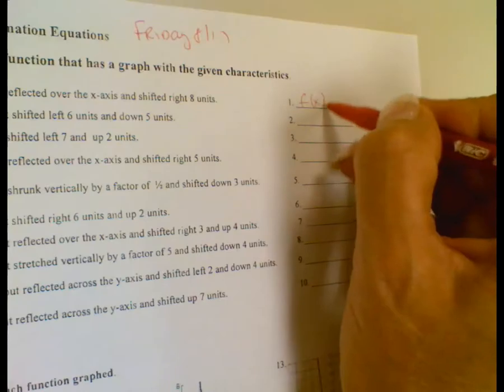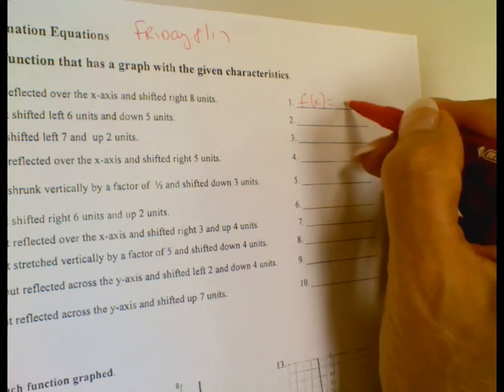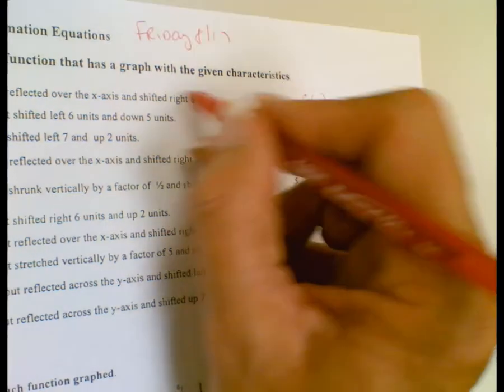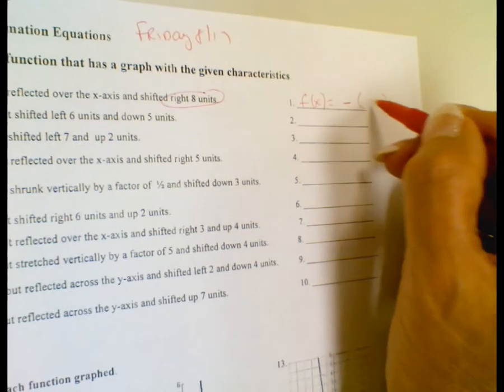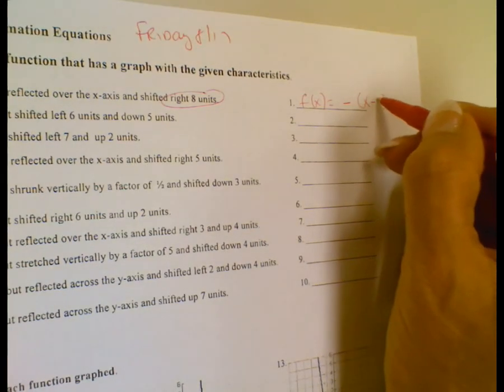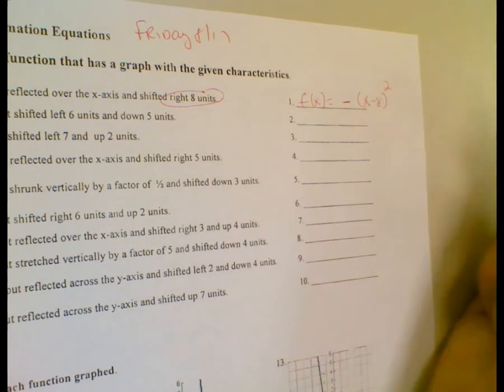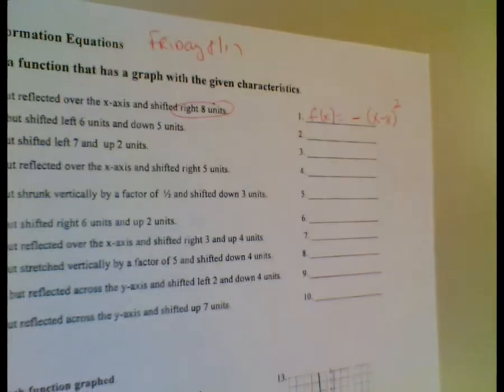f of x equals. Okay, reflection over the x-axis goes on the outside. Because it says right 8 units, that has to go on the inside: x minus 8. The square goes on the outside. And that's how you would write it.